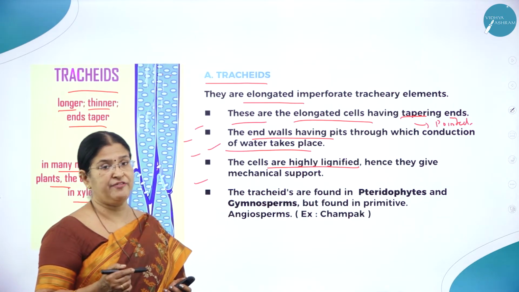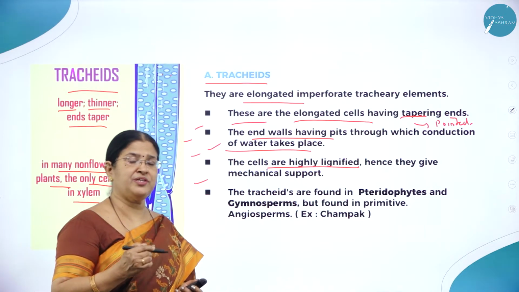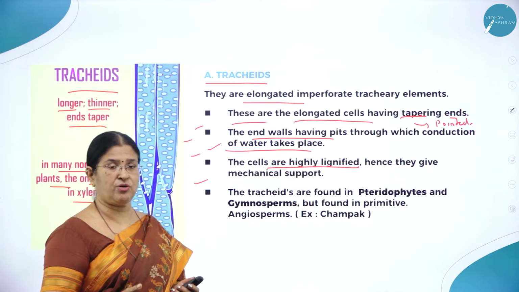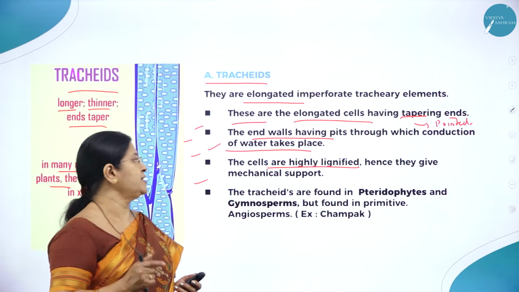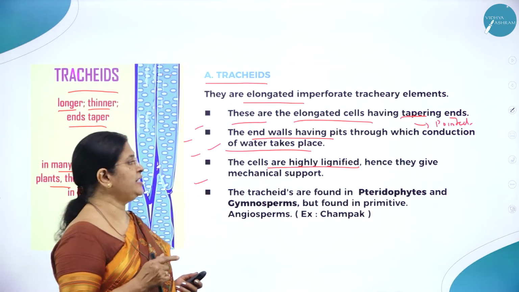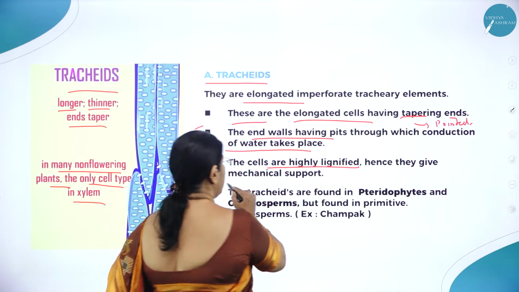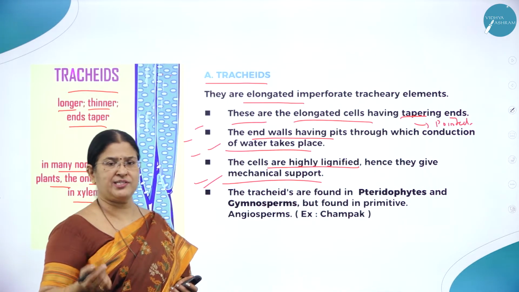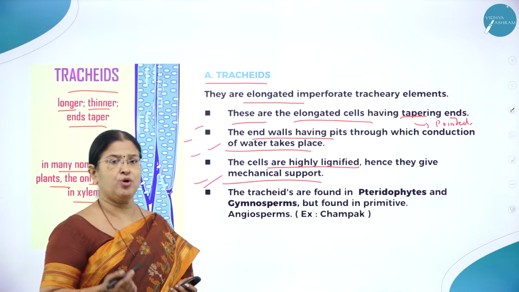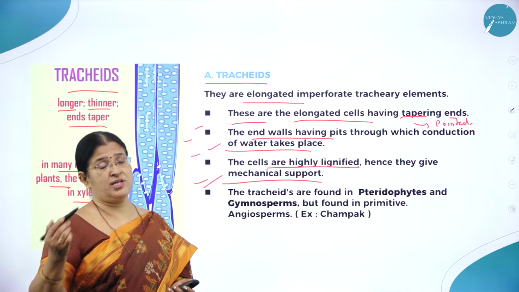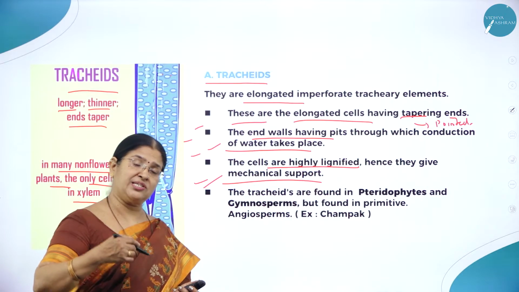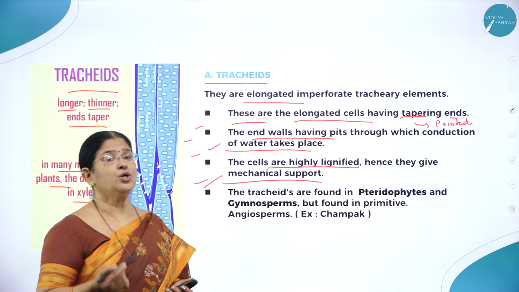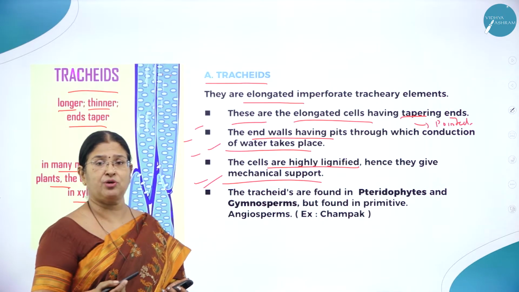This is called lignification, and it is because of this lignified cell wall that it can conduct water to such great heights without any hindrance, and that is what we find. The cells are highly lignified, hence they give mechanical support. Imagine, for example, you might have come across eucalyptus tree, coconut tree, sequoia. The tallest tree is sequoia. Imagine, to such great height the water is conducted. What is that which gives mechanical support to conduct water to such great heights without any hindrance?